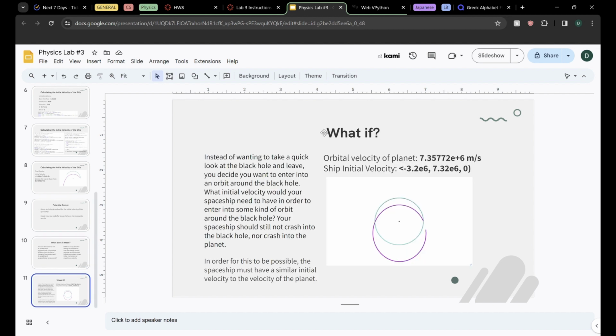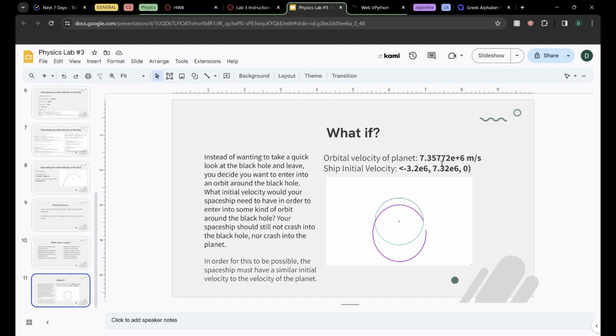What if? Instead of wanting to take a quick look at the black hole and leave, you want to enter into an orbit around the black hole. What initial velocity would your spaceship need in order to enter some kind of orbit around the black hole? Your spaceship could still not crash into the black hole nor crash into the planet. In order for this to be possible, the spaceship must have a similar initial velocity to the velocity of the planet.